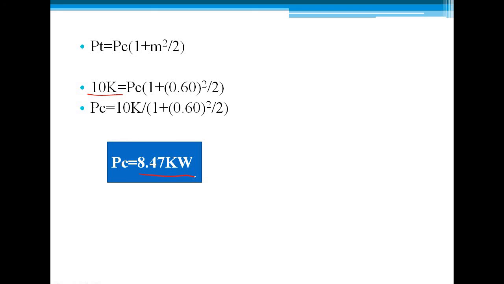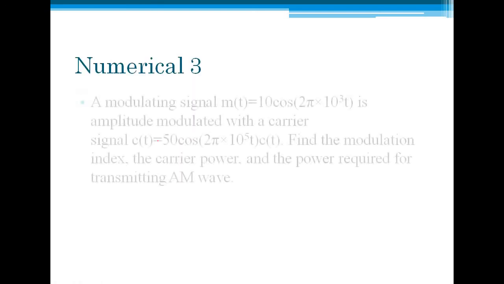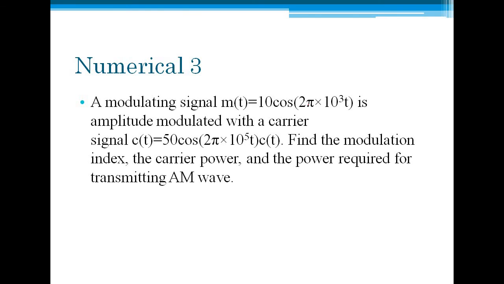So from this also you can conclude that the power of a carrier carries the larger portion of the total power of the EM wave. One more numerical. A modulating signal m of t is equal to 10 cos 2 pi into 10 to the power 3 is amplitude modulated with the carrier signal c of t is equal to 50 cos 2 pi into 10 to the power 5.